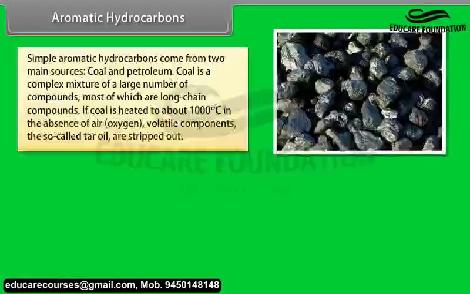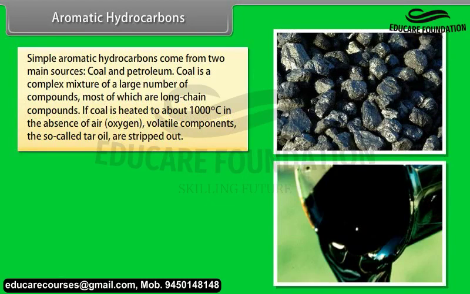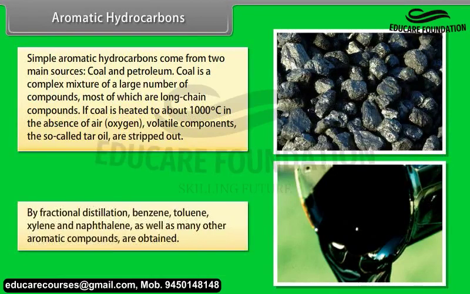Simple aromatic hydrocarbons come from two main sources, coal and petroleum. Coal is a complex mixture of a large number of compounds, most of which are long-chain compounds. If coal is heated to about 1000 degrees Celsius in the absence of air or oxygen, volatile components, the so-called tar oil, are stripped out. By fractional distillation, benzene, toluene, xylene, and naphthalene as well as many other aromatic compounds are obtained.